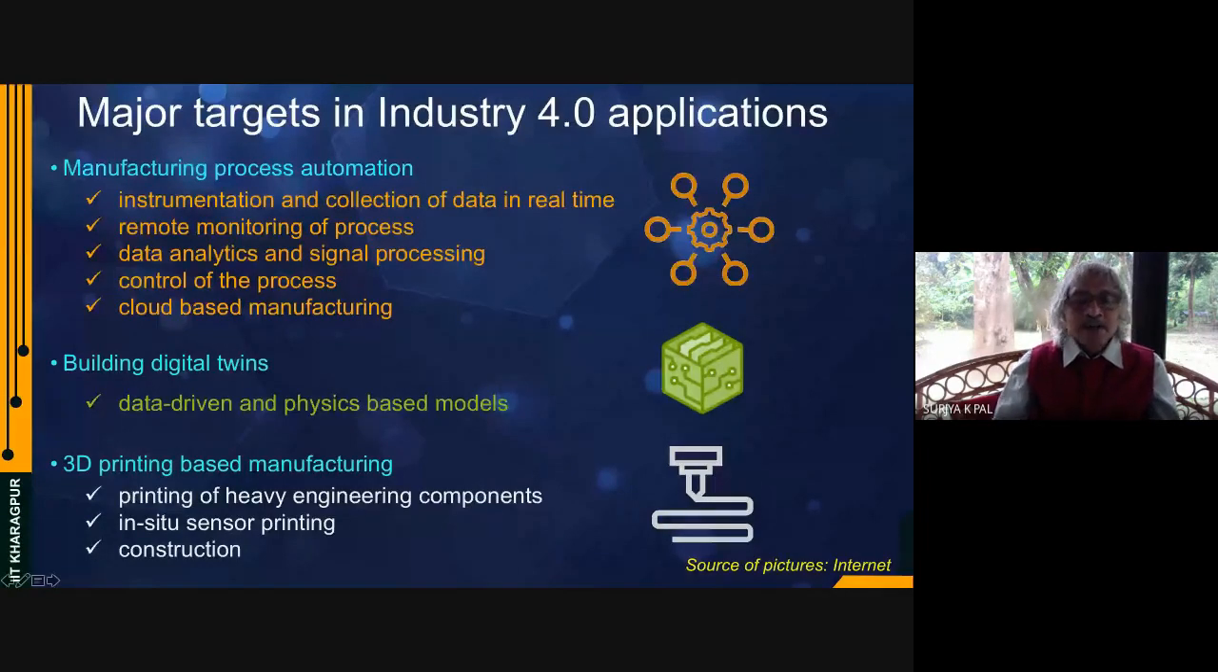And as I mentioned, it was initially used in the polymer sector, and then metals, and different types of metals, starting from titanium to iron-based metals and all. And now people have ventured into the construction area.